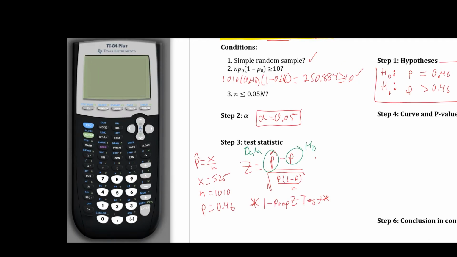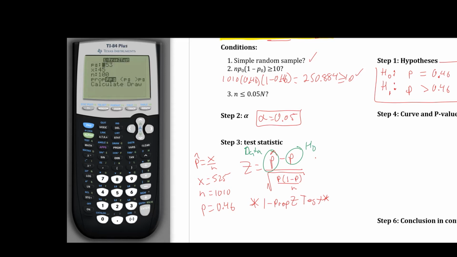All right, we're at the home screen here. We're going to go to the stat menu, and then we're going to go all the way over to test. Okay, and we're going to look for the test called 1-PropZTest. It looks like it's the 5th one here. Press enter. And what do we see here?